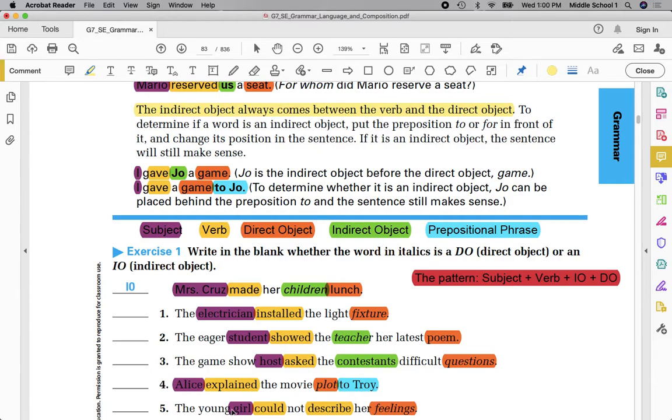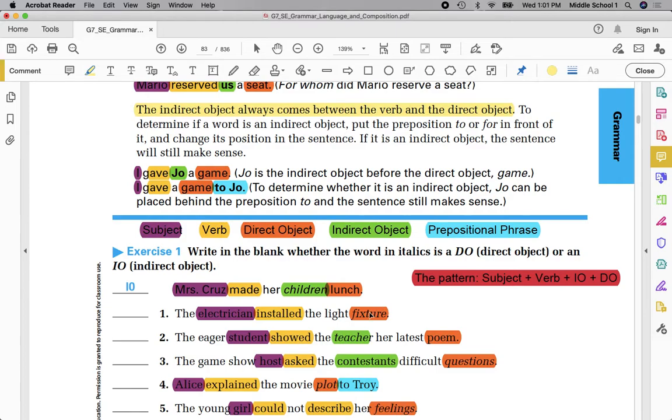Number 5. S, girl, V, could describe. Remember the word not is not included in the verb. It's an adverb. Could describe what? Feelings. Why is it not an indirect object? Because you cannot have an indirect object without a direct object. If it's the last word in the sentence, class, it's going to be a direct object.